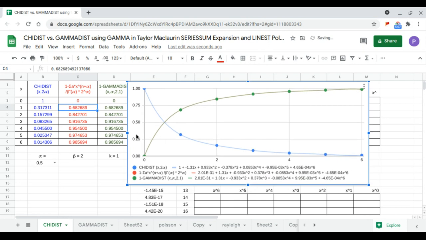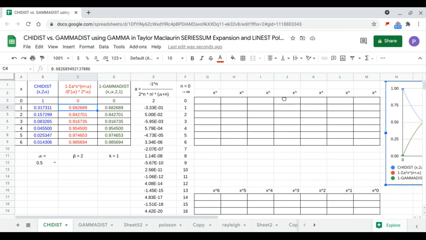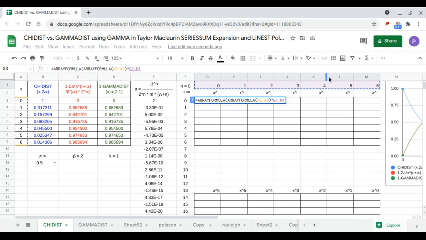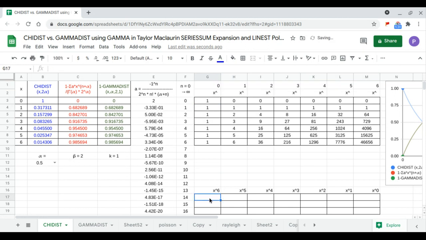Now we'll calculate this polynomial regression coefficients using LINEST. To do that, we complete the LINEST matrix. So transpose 0 to 6. And the elements of the matrix will be array formula of the x values raised to the power 0 to 6. And enter. And the coefficients now is LINEST, data y, and data x.